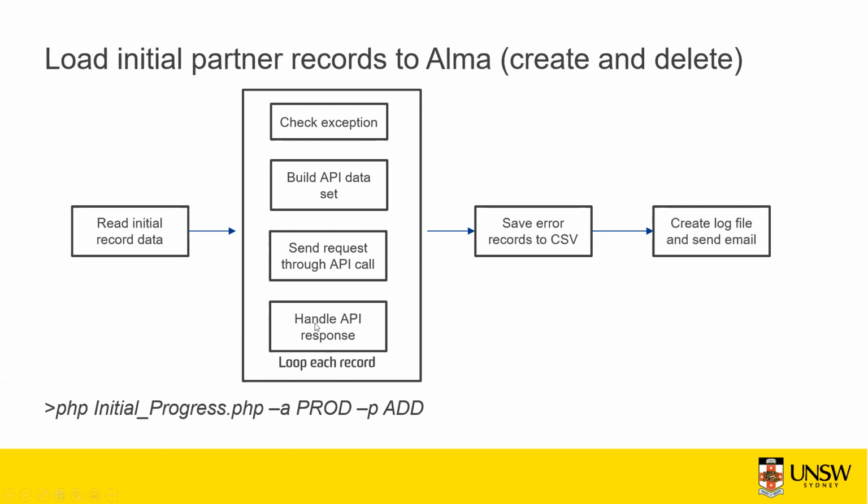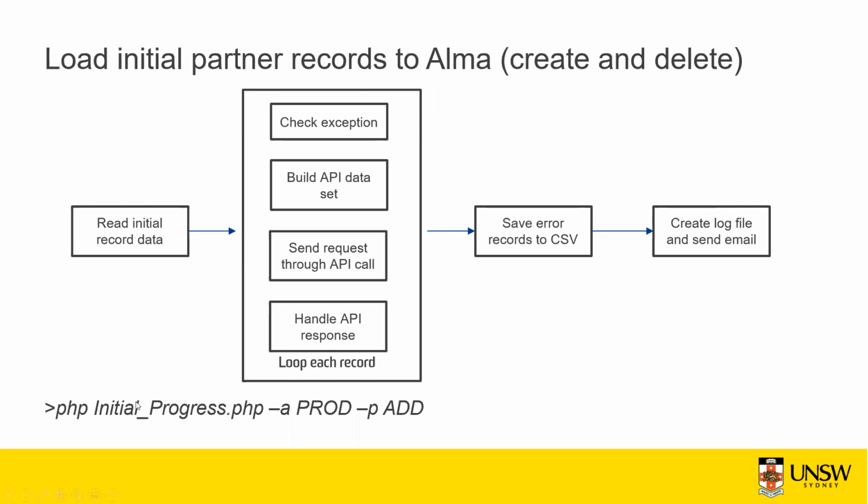Then the Alma server returns a response. We have to handle the response to see whether the process was successful or whether there was any error or failure. When all the records have been processed, the next step saves the error records into a CSV file for checking, and then creates a log file and sends an email.